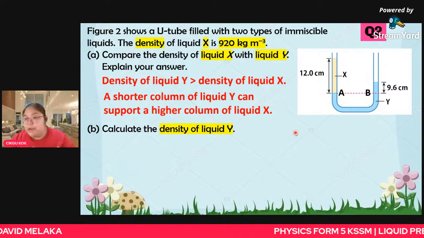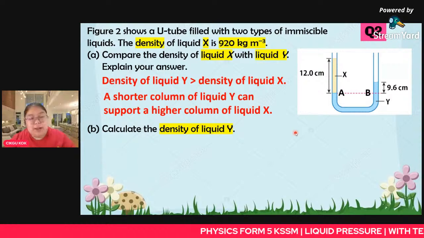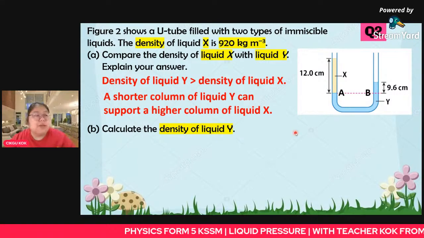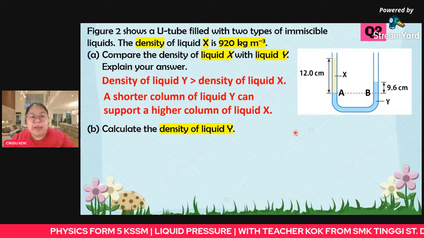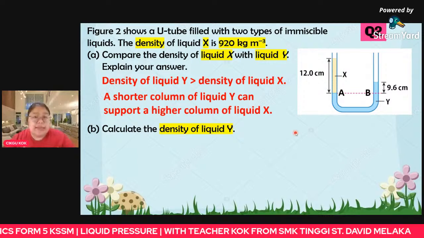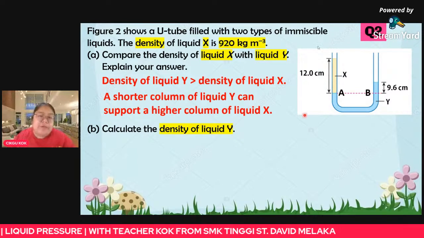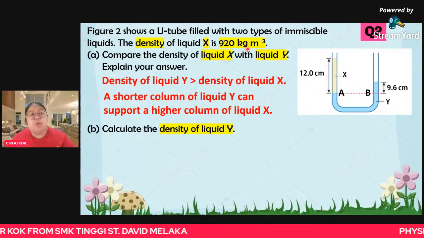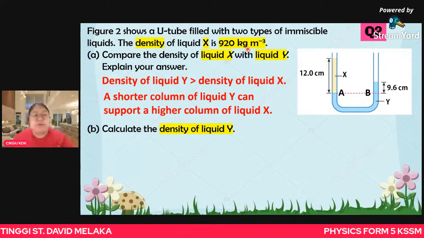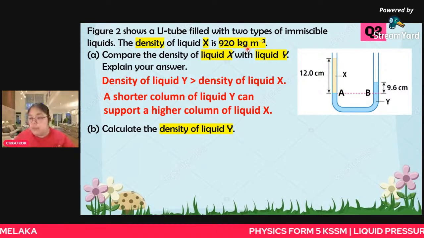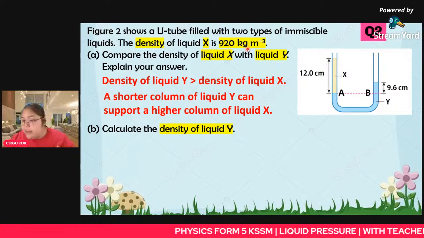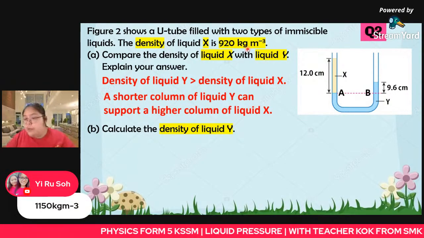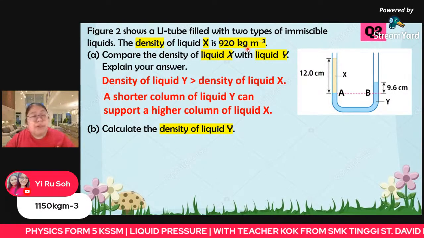So you prepare your calculator already. You just stand by, then go straight to press it. Remember, the unit for density is how many? We follow the question: kilogram per meter cube. So later when you type your answer, you must write the unit. From here we get the answer 1150 kilogram per meter cube.